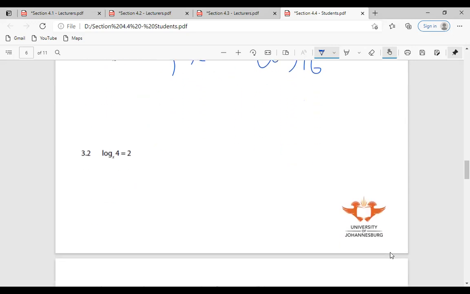Then the next one says log of 4 base x is 2. So again, this is in the first form. In the first form, we translate it to its corresponding form, which is x squared is equal to 4, right?